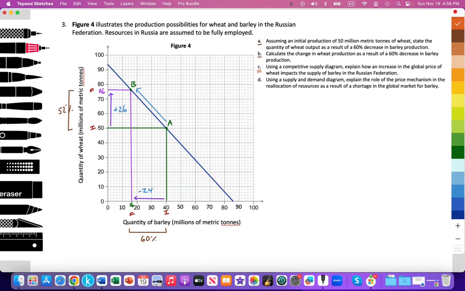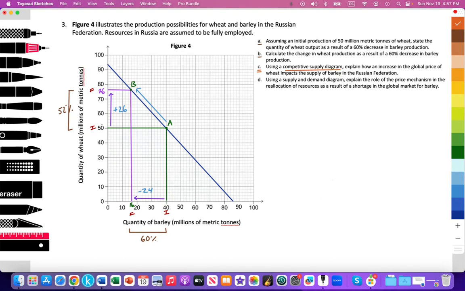Using a competitive supply diagram, so I'm going to underline that. I'm reading the question. I want to focus on what it's asking of us. So it's asking us for a particular model, competitive supply, which is a non-price determinant of supply. Explain how an increase in the global price of wheat impacts the supply of barley in the Russian Federation.